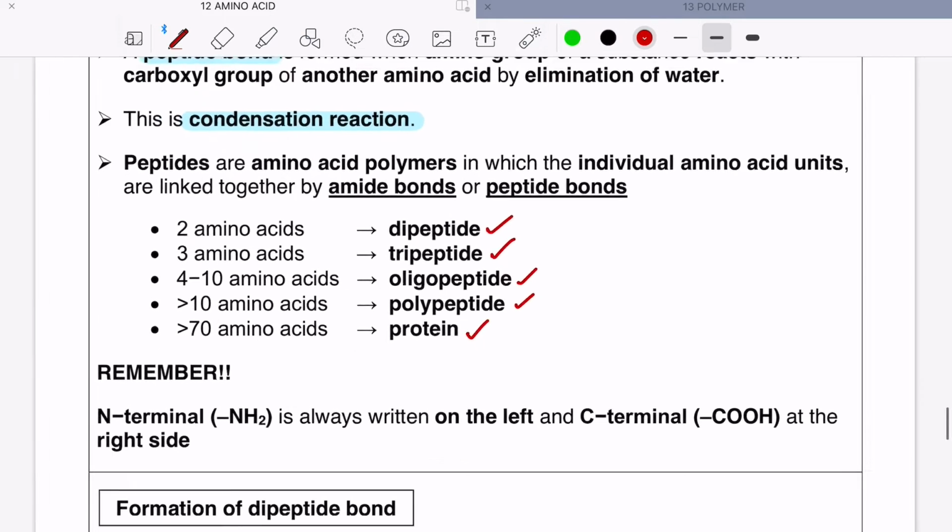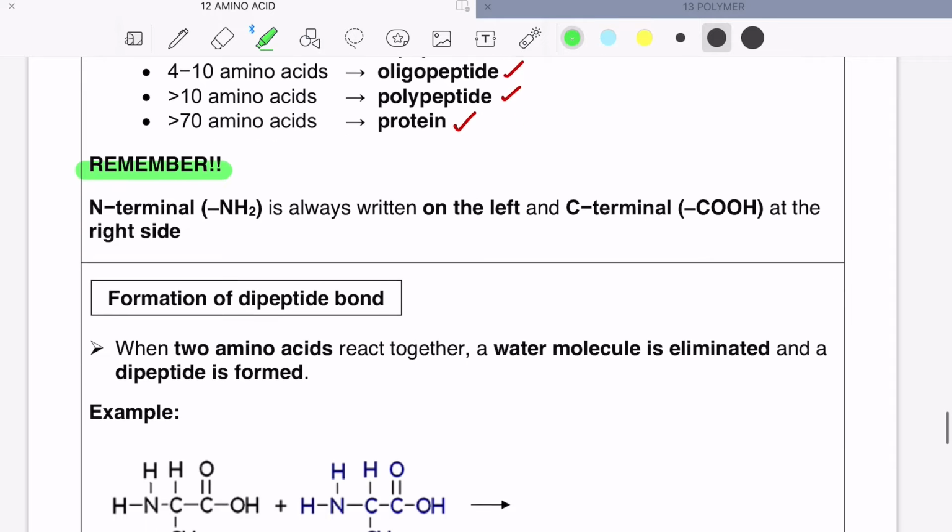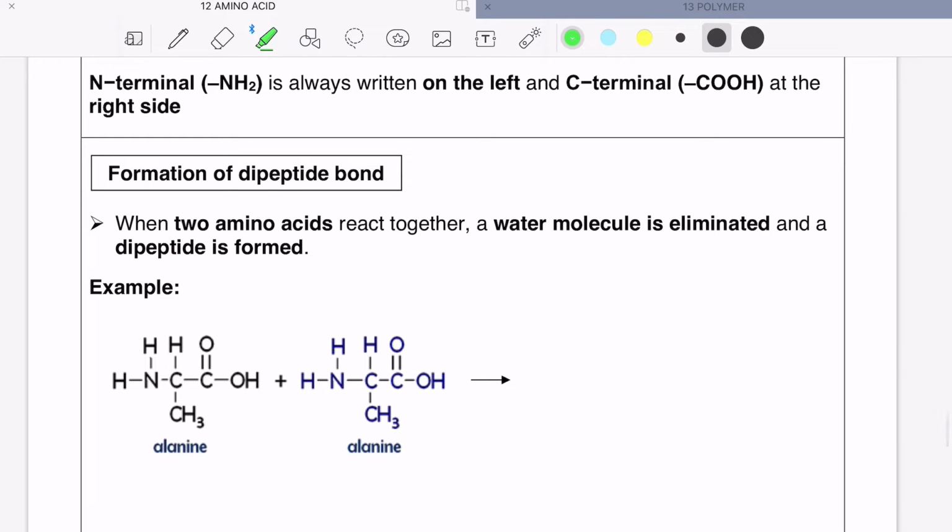Now, there's always a way to remember things. But how do you draw the proper way if you want to illustrate the formation of the peptide bond? I'm going to show you in the drawing later. So let's go directly to the example. We have here formation of a dipeptide bond, and as you can see, we have 2 examples.